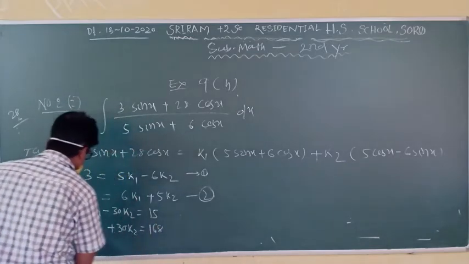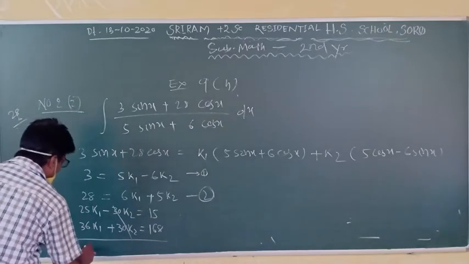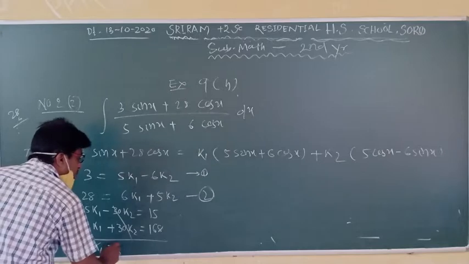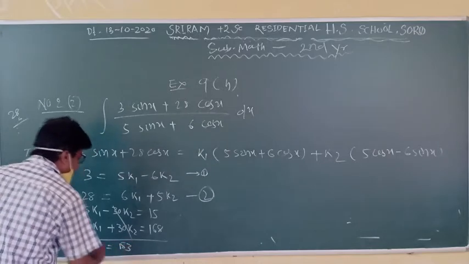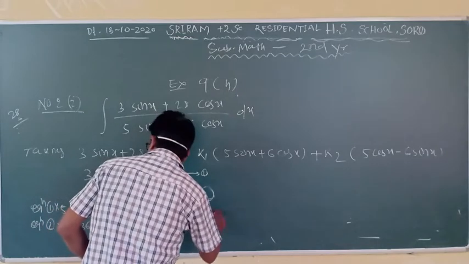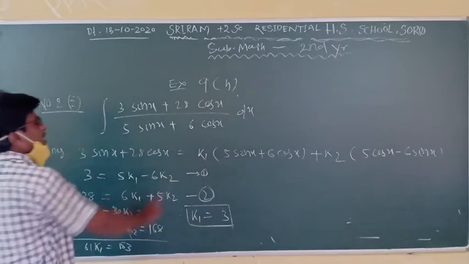Add, and the k2 terms cancel. 36 plus 25 is equal to 61k1. 61k1 is equal to 183, that is 168 plus 15. So k1 is equal to 3. The value of k1 is equal to 3.